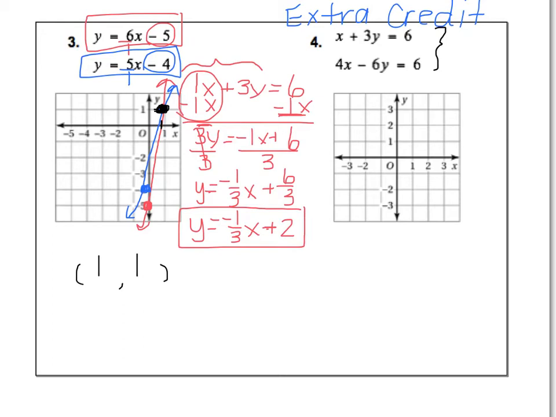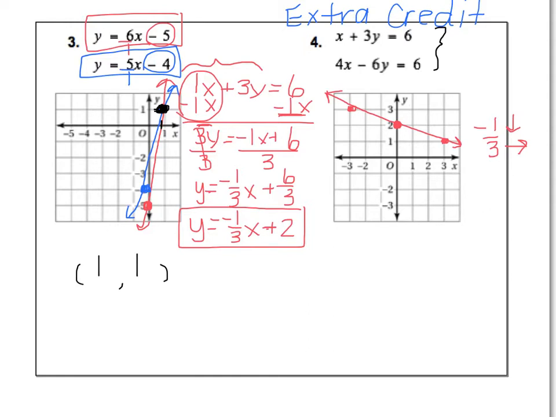I can start with my y-intercept, which is 2, and then use my slope to identify more points. Since my slope in that equation is negative 1/3, that's going to direct me down 1 to the right 3. So down 1 to the right 3, and I can go in the opposite direction as well to continue on with the pattern. Even if you just do 1, you will get partial extra credit for this problem.